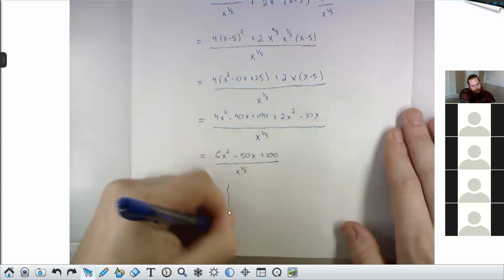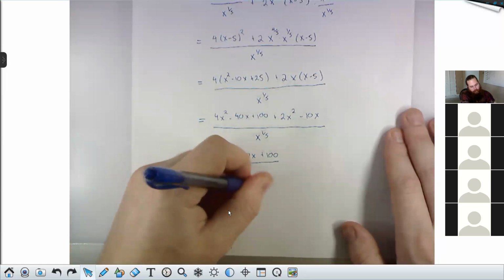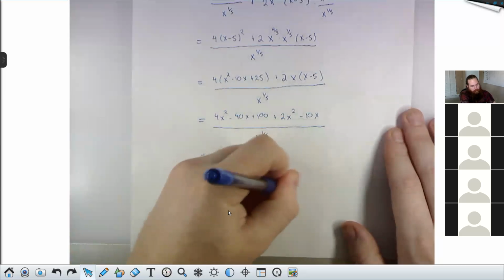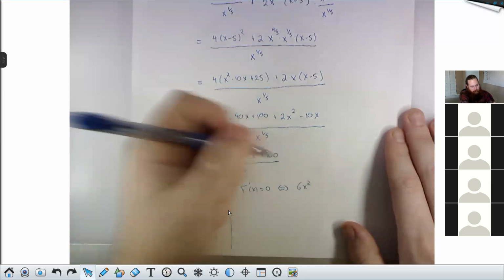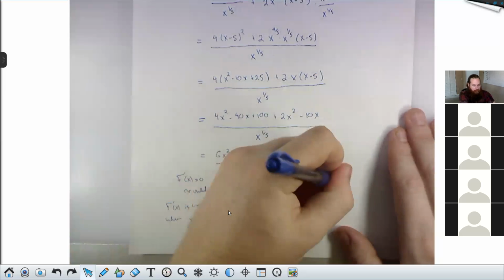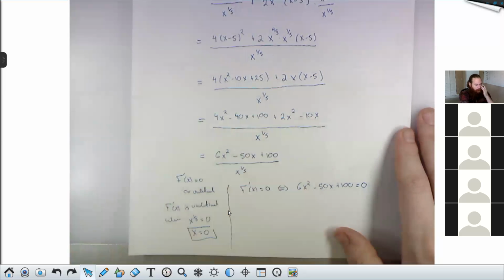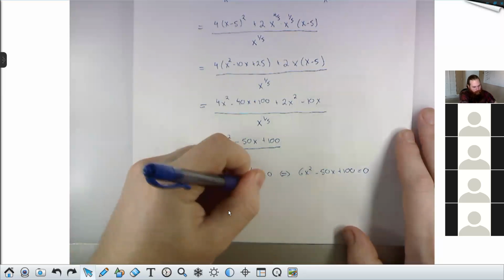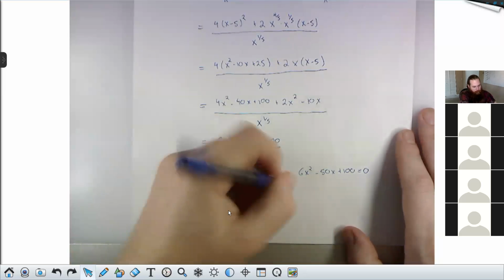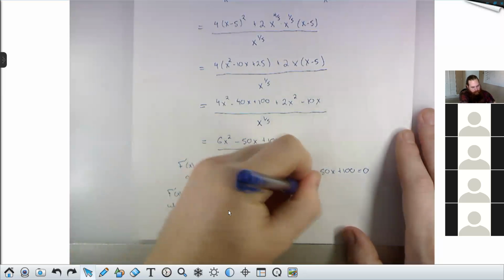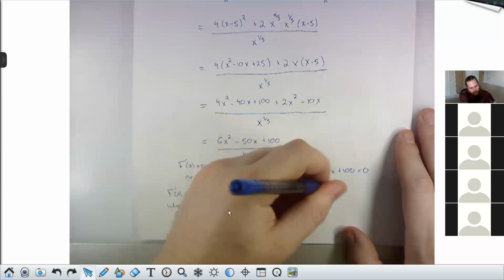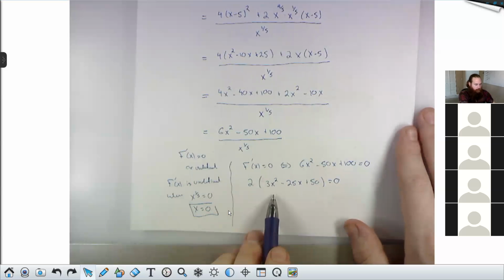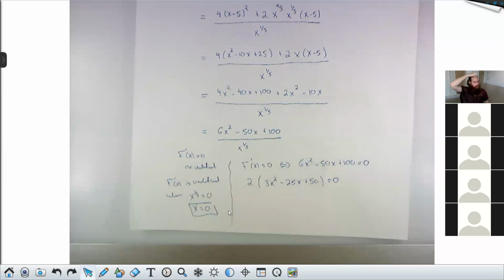And f prime of x is equal to 0 if the top is equal to 0. So that's 6x squared minus 50x plus 100 equals 0. Can I factor a 4? No, but I can factor a 2. So that's 3x squared minus 25x plus 50 equals 0. And then I need to find a way to factor this. 3 times 50 is 150, so I need two numbers that multiply to 150 and add up to negative 25.